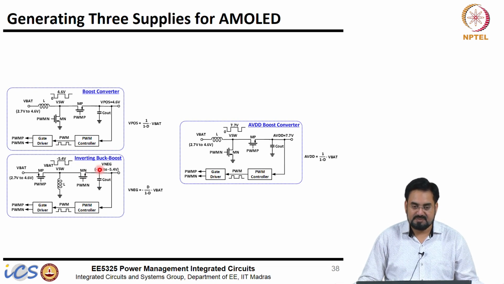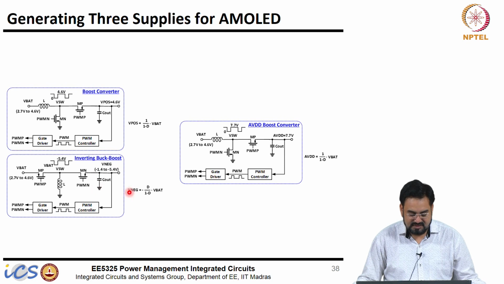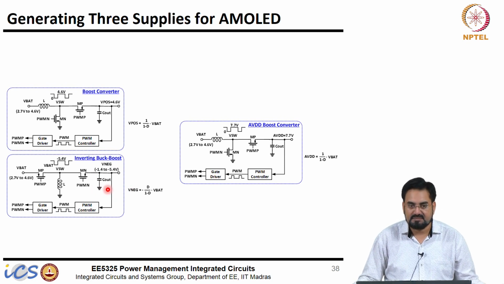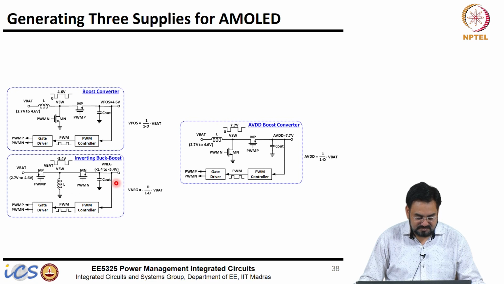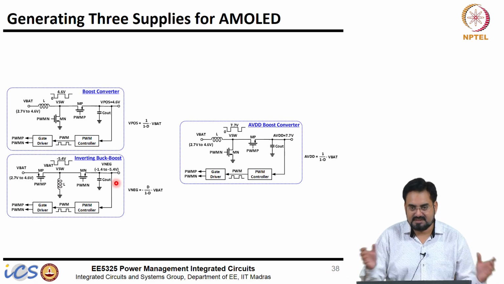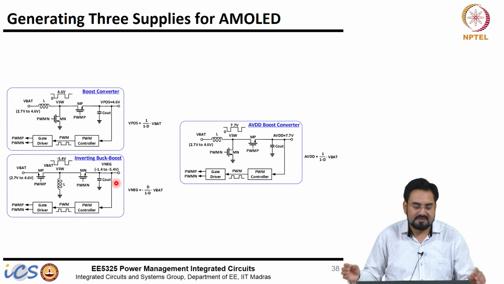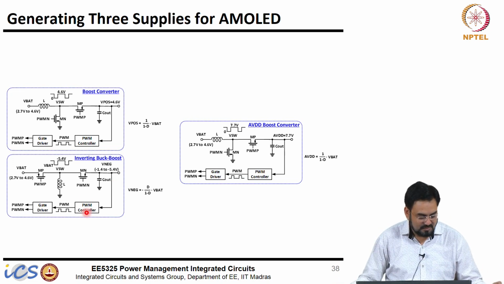For the negative supply we use an inverting buck boost. We cannot use a charge pump here. The reason is, one, the current requirement is higher, like 300 milliamp or so, so it is not easy to build a high current charge pump. The other issue is that it is programmable, so we need to program it, and with a charge pump we need a fixed voltage, it is discrete, not continuous. You can use a charge pump and then an LDO to drop the voltage, but it will be highly inefficient. That is why we always use an inverting buck boost here.